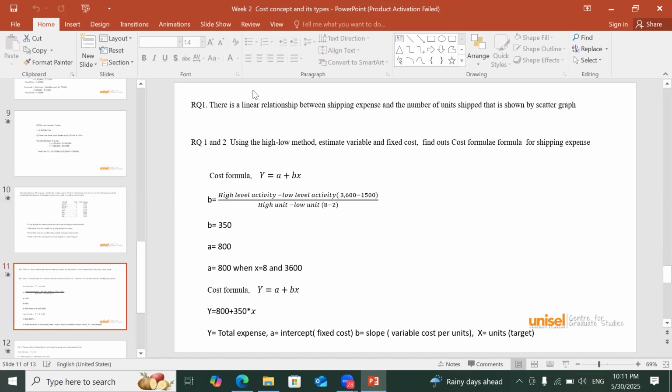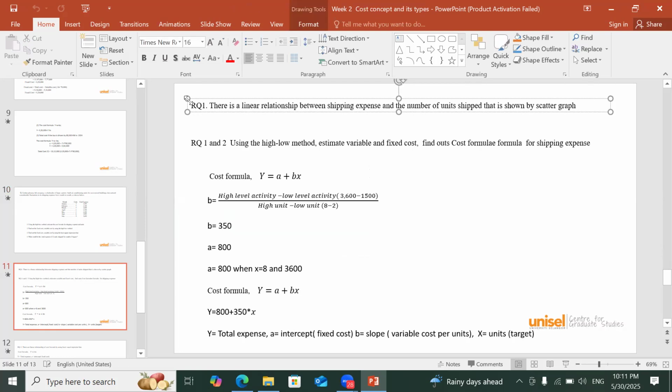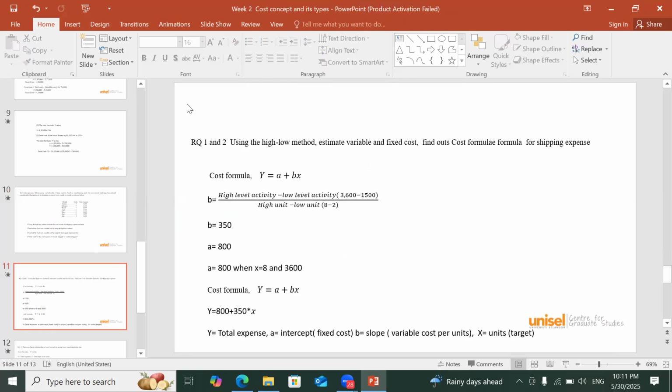Okay, requirements number 1 and 2. No need for graphical presentation, especially for MCQ questions.